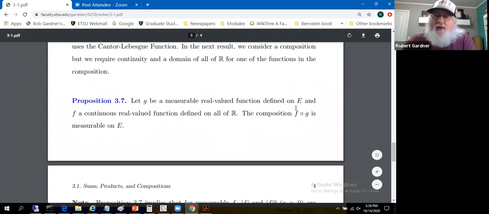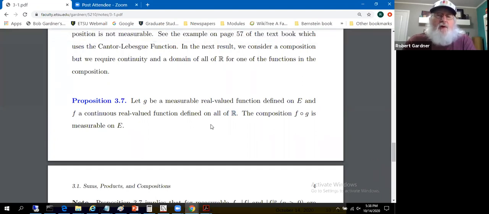G is a measurable real-valued function defined on E, and F is a continuous real-valued function defined on all of R. Okay, so they're putting some constraints on the F function, continuity and defined on all of R. Then the conclusion is the composition F composed with G is measurable on E. The G function goes inside the F function, so whatever comes flying out of the G function, F's got to be able to deal with.